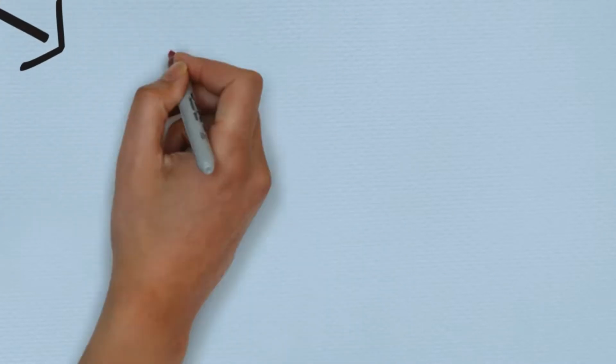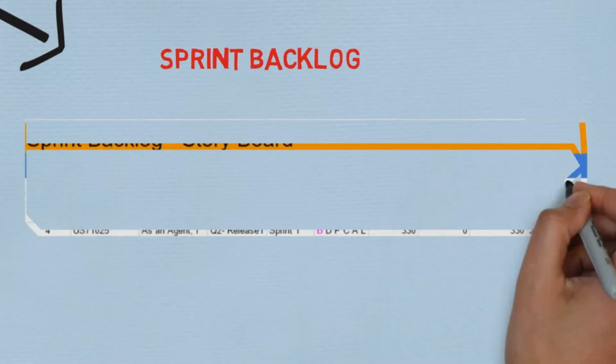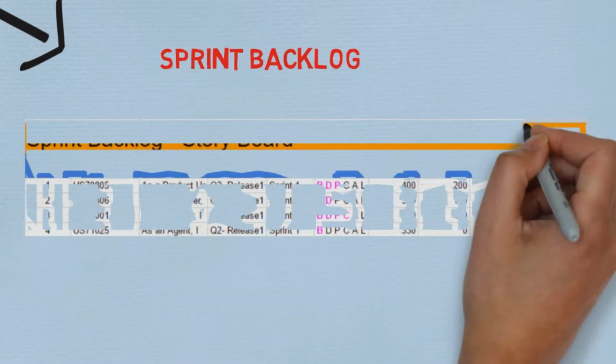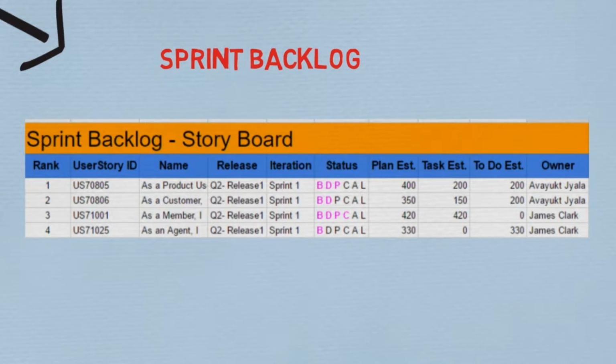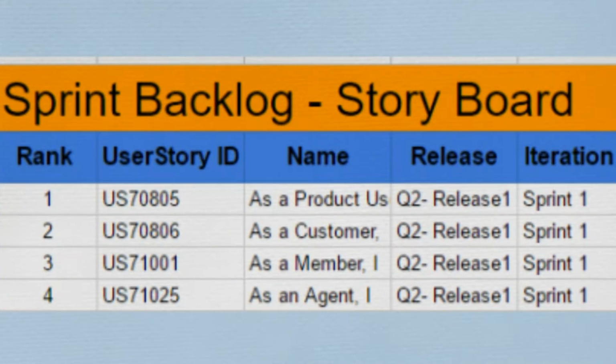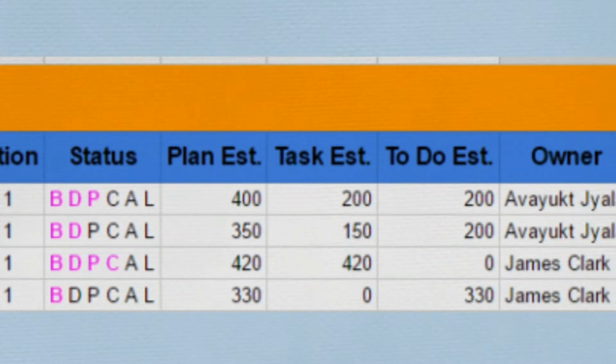Okay. Next is the sprint backlog. This is particularly focused on the next sprint and its user stories and task items. This is how it looks. So basically, we have a unique user story ID number for each user story, name and description, what release the user story belongs to, what iteration, that is sprint, it belongs to, and what is the status of the user story. So when I say status, the status could be defined in terms of BDPCAL.